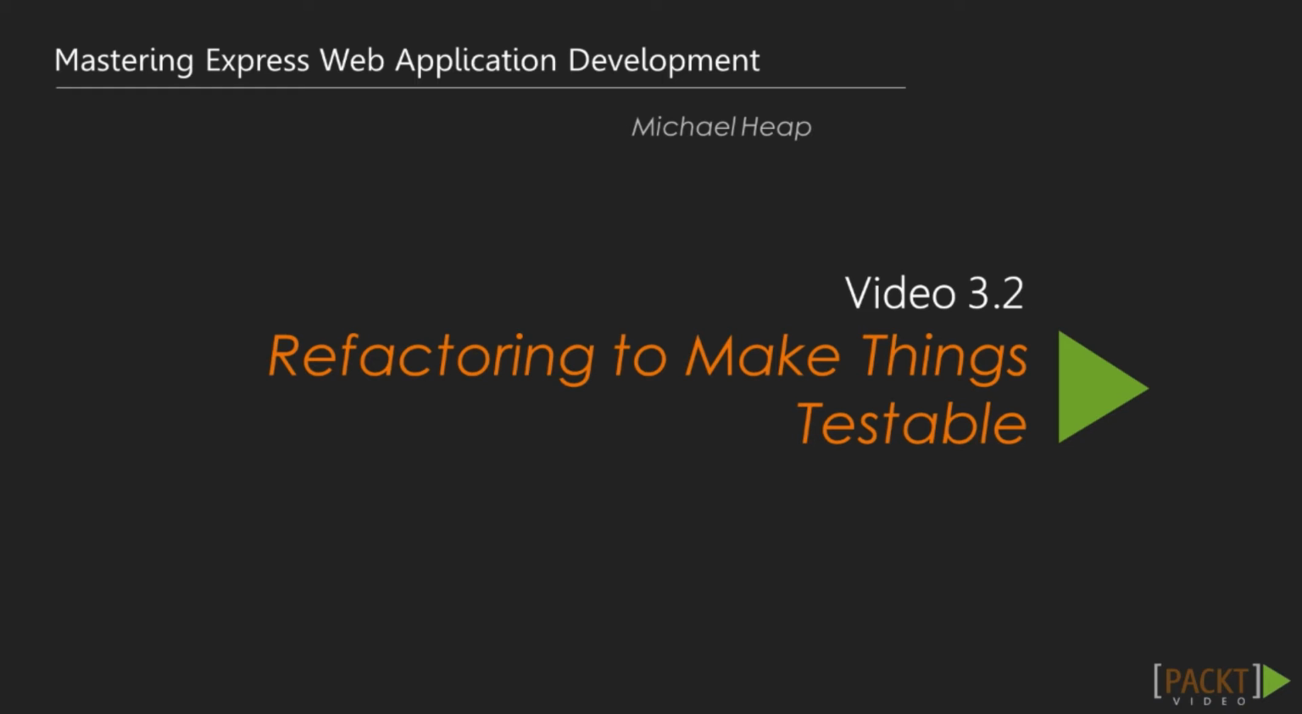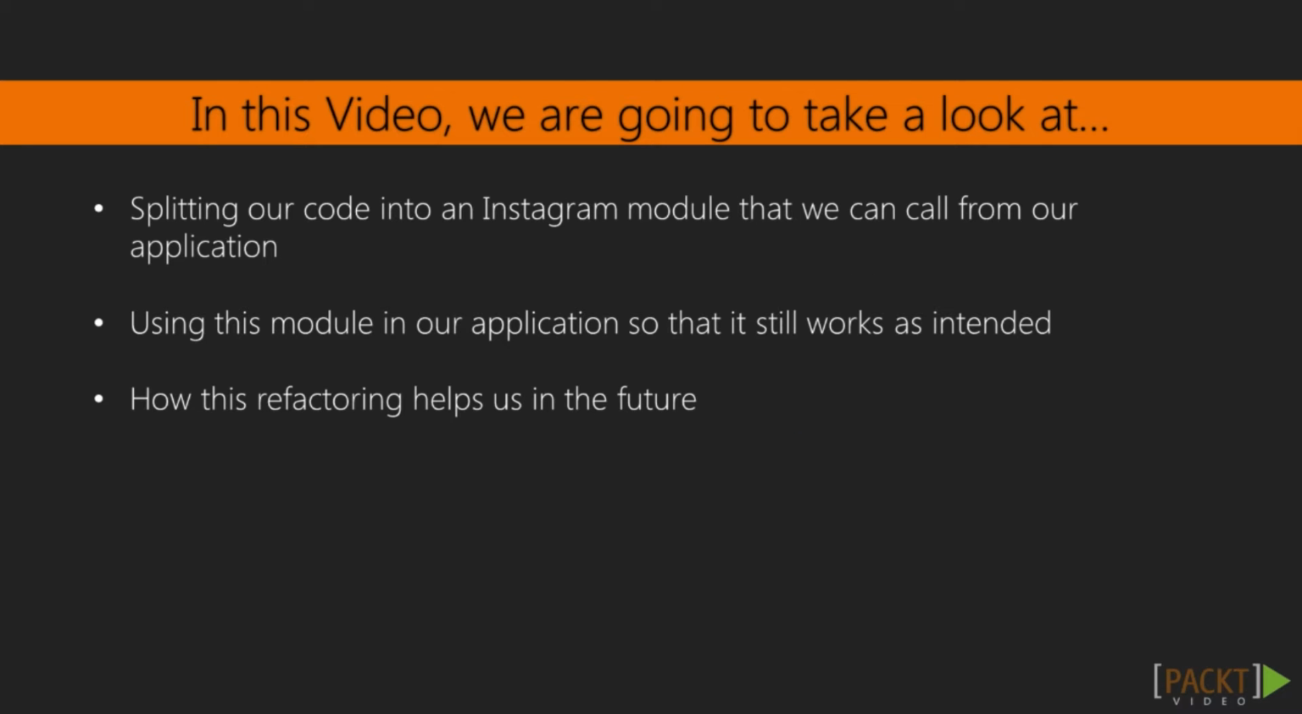In the previous video, we installed Mocha and made sure that we could run a test. Before writing any tests for our application, we need to perform a little refactoring to make things a little easier to test. In this video, we are going to look at splitting our code into an Instagram module that we can call from our application. We are going to carry on using this module so that our application works as intended. And we'll also take a look at how this refactoring will help us in the future.